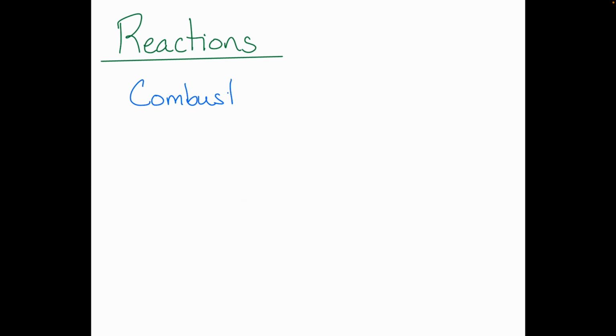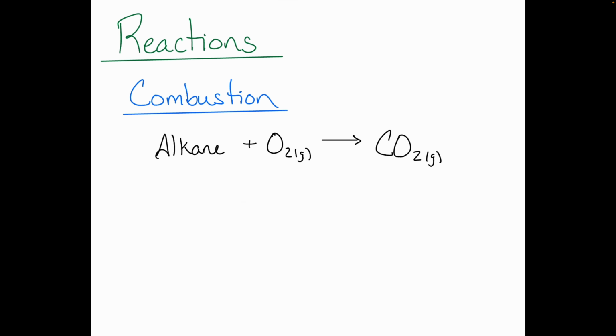Speaking of gasoline, combustion reactions. All right, so our alkanes will react with, what's our other reactant in a combustion reaction? Oxygen gas. And we always produce the same two products in a combustion reaction. Carbon dioxide and water vapor. So you can't do much with alkanes other than blow them up.